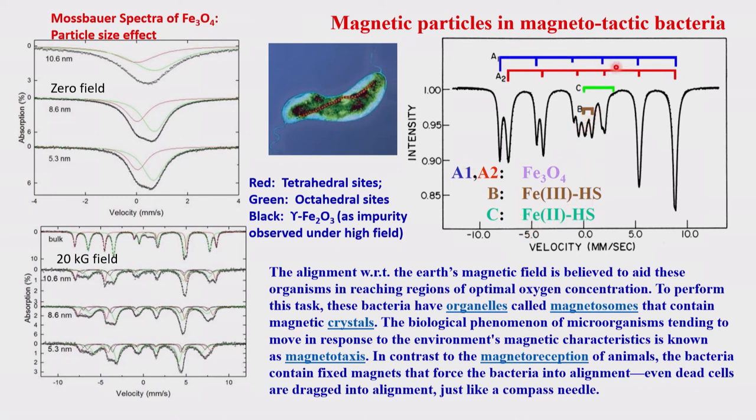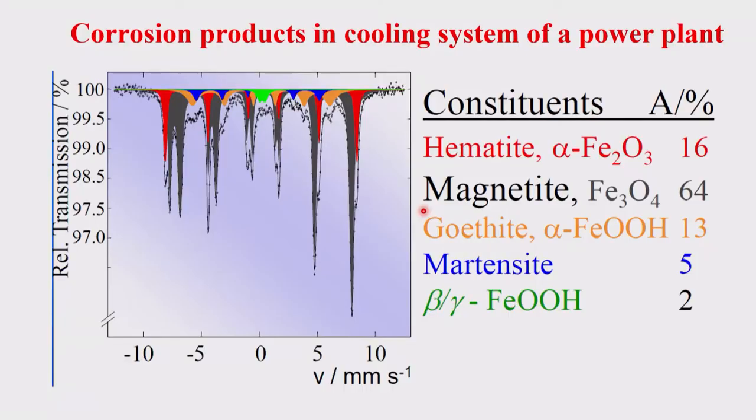Then you have Fe3O4 with these 2 types, of A1 and A2 type. So essentially you have a mixture of 2 types of Fe3O4 and iron 3 high spin, and some part of the iron 2 high spin. So all these together is a composite that is present in this particular magnetotactic material, which is present in the magnetotactic bacteria.